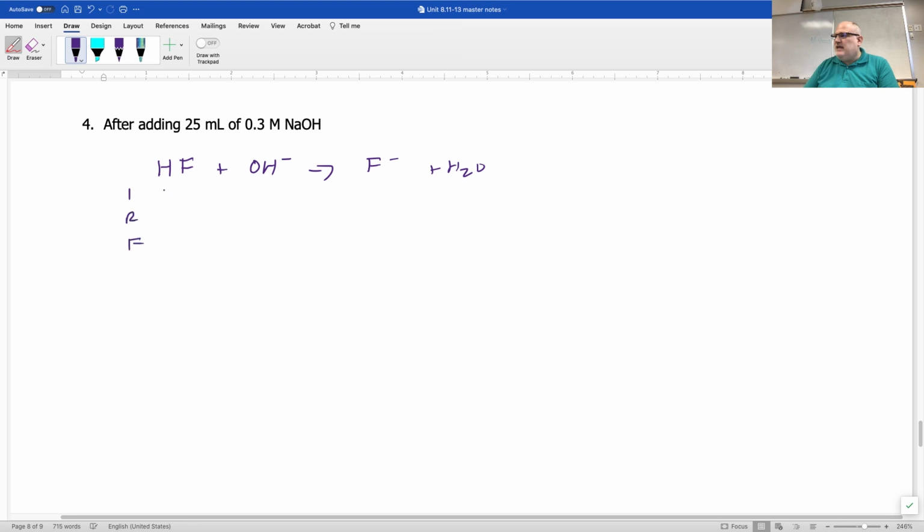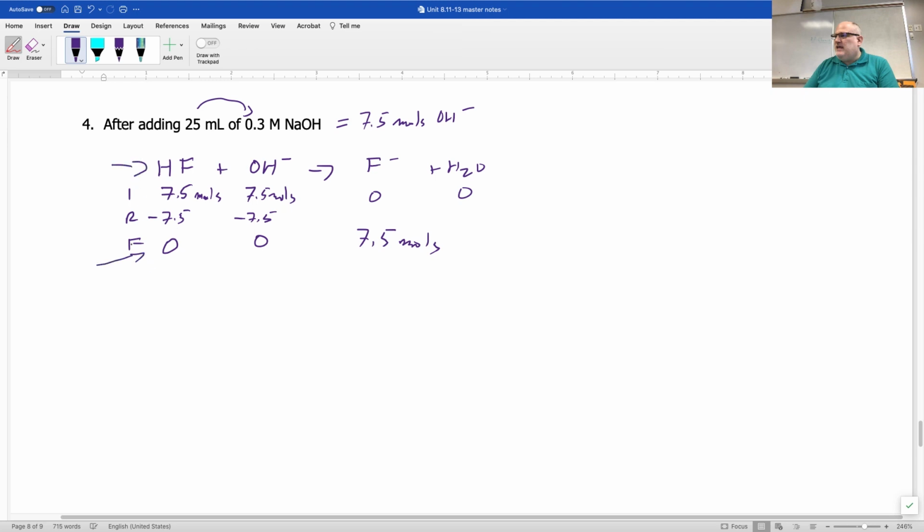Here we have our original 7.5 millimoles, but now when we add in 25 milliliters of this, it is equal to 7.5 millimoles of our OH minus. So I have 7.5 millimoles of my HF, and I have 7.5 millimoles of my OH minus. Again, we have 0 and 0 of these two things. But since it's a 1-to-1 ratio, we're going to go minus 7.5 here, minus 7.5 here, and you got it. We're going to have 0 of our original, 0 of this, and all of my HF has now been converted over to F minus.